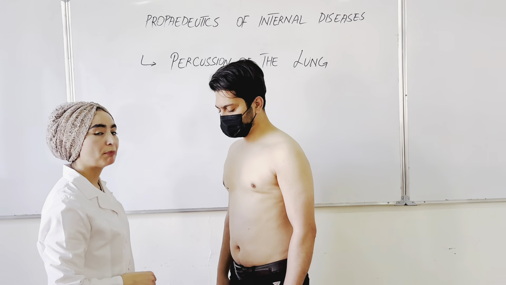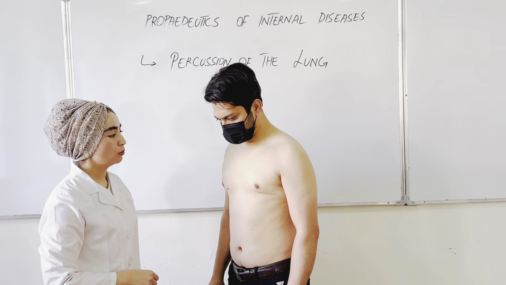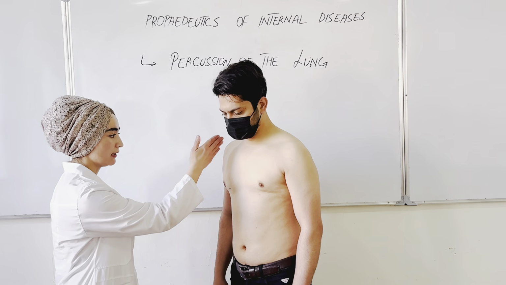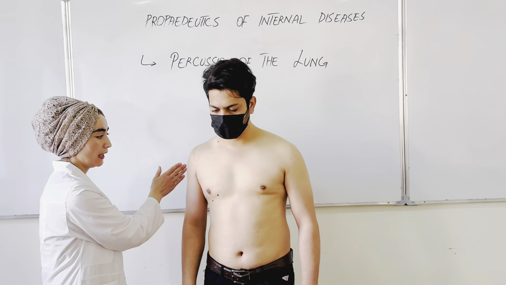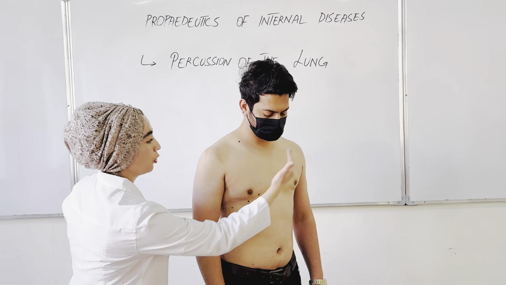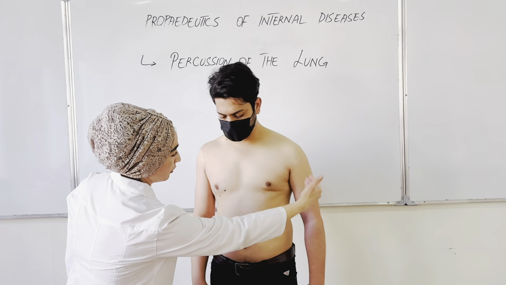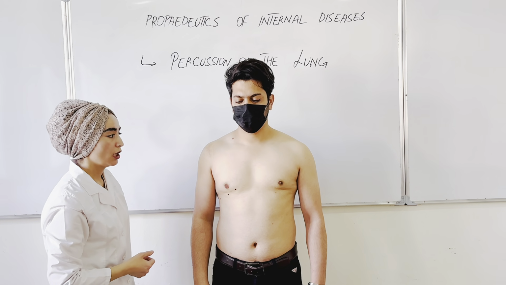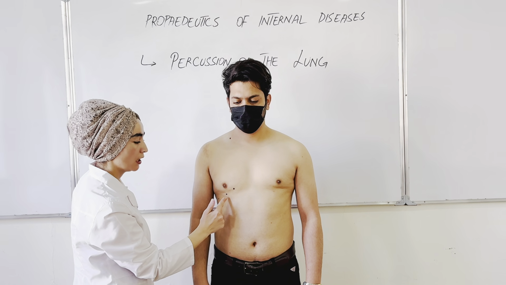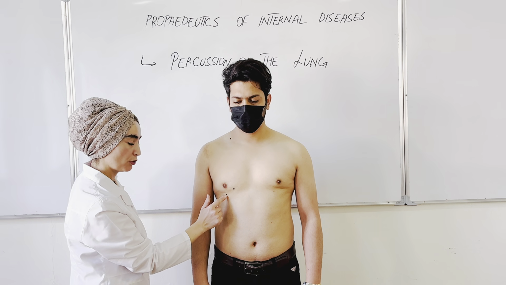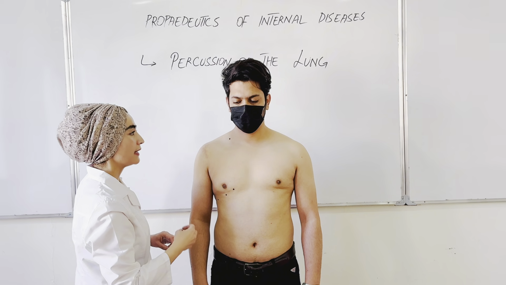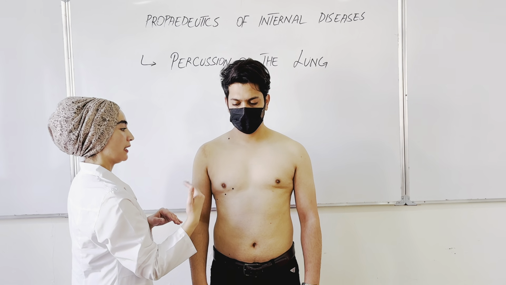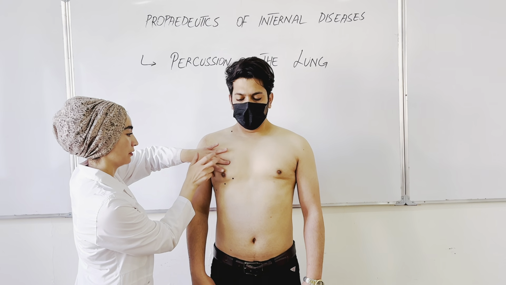Now we should check the mobility of the lower border. To find it, we use just 3 lines on the right side: mid-clavicular, mid-axillary, and scapular line. On the left side, mid-axillary and scapular line. There are 3 steps. First, we find the lower border in normal breathing. Then we ask the patient to do deep inhalation and hold it, and then do percussion. Do deep inhale and hold it.